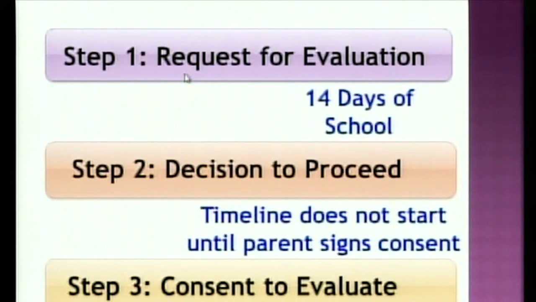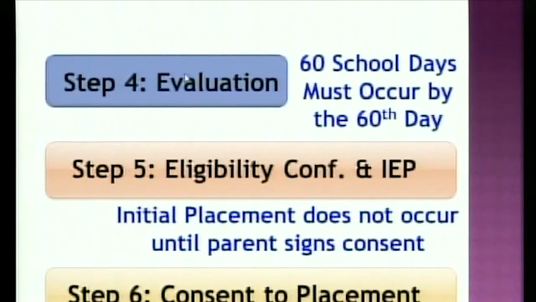Okay, so just to recap: step 1, request for evaluation. Step 2, decision to proceed. Step 3, consent to evaluate. And then the actual evaluation itself, which must occur within the 60 school days. So at the end of the 60th day, the school district should be ready to have a meeting to see whether or not the child is eligible for special education, and if the child is eligible, to proceed on with having an IEP meeting or a meeting with the parents.